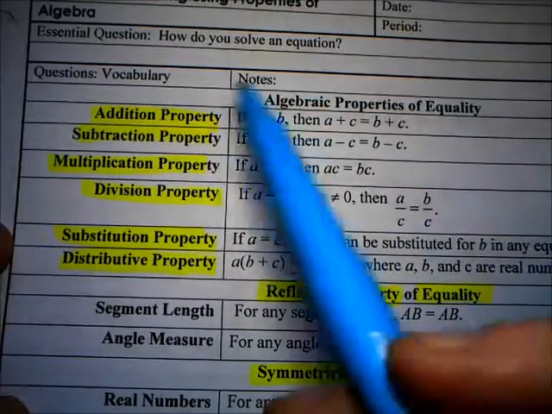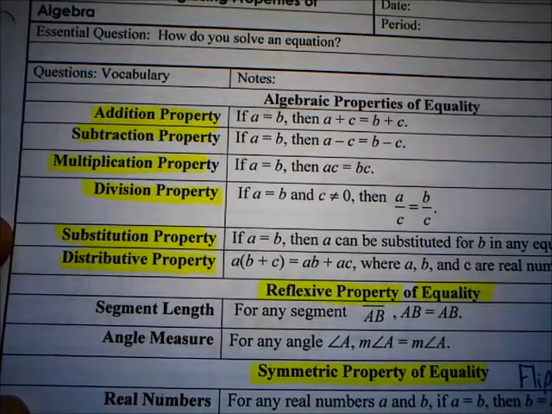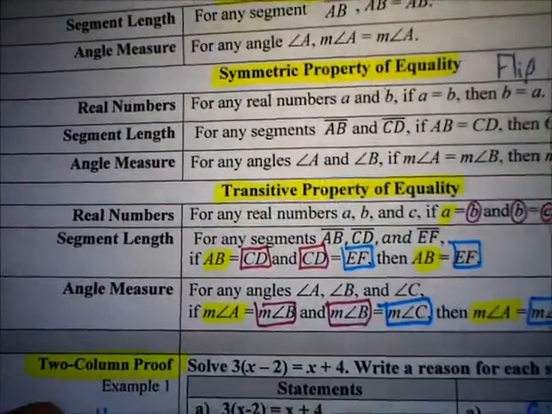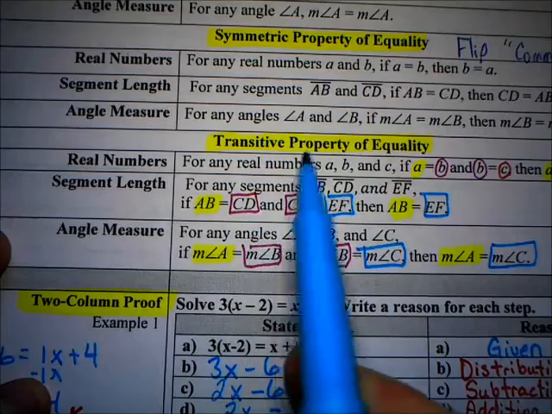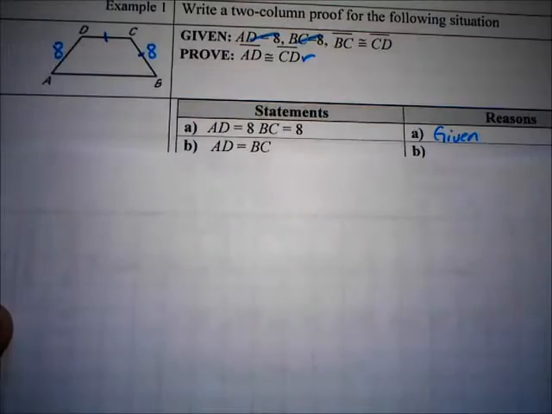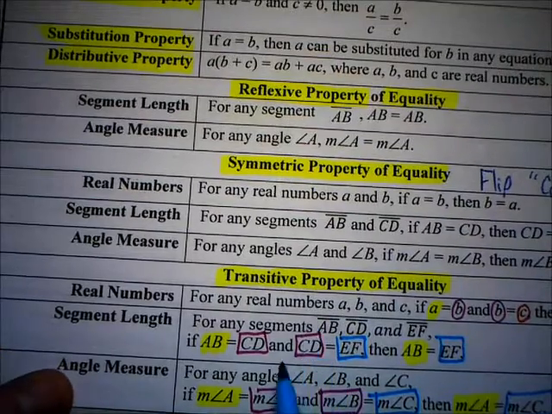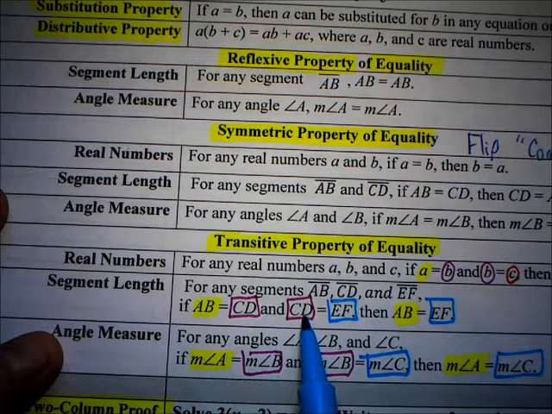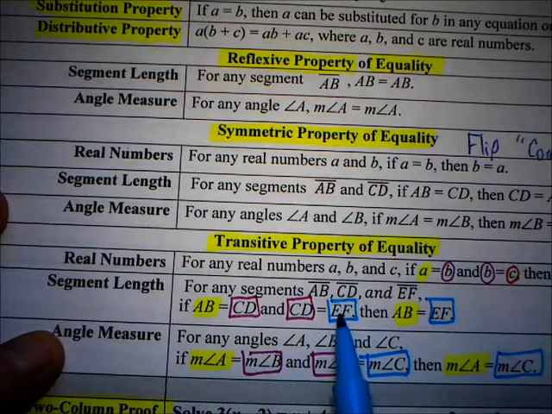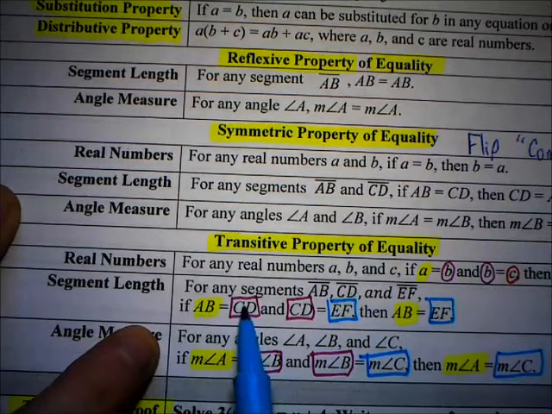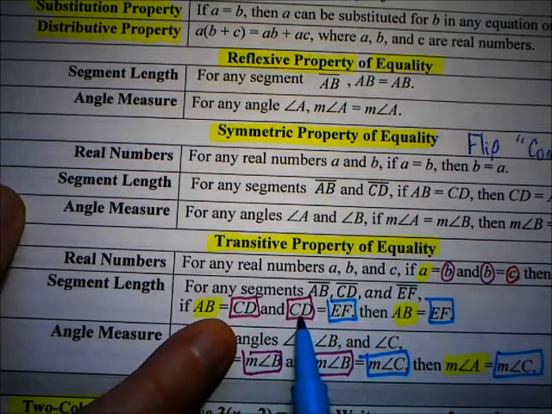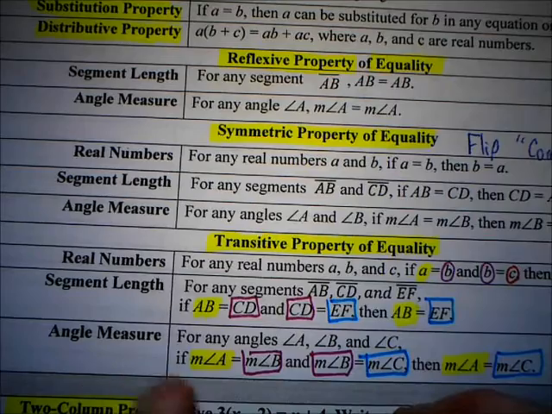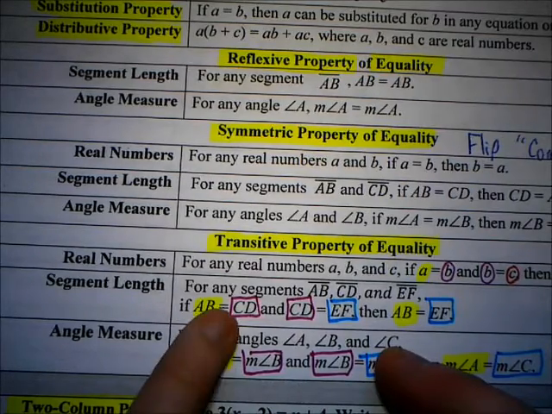I'm trying to figure out which one of these does it actually work for. Most of the time, students will pick transitivity because they'll say that AB equals 8 and CD equals 8, then AB must equal CD. Or the fact that AB equals 8 and EF equals 8, then EF and AB equals 8. And that's close. It's not quite right.